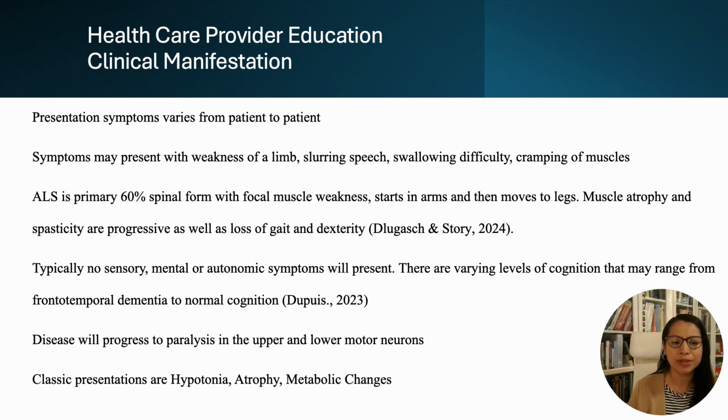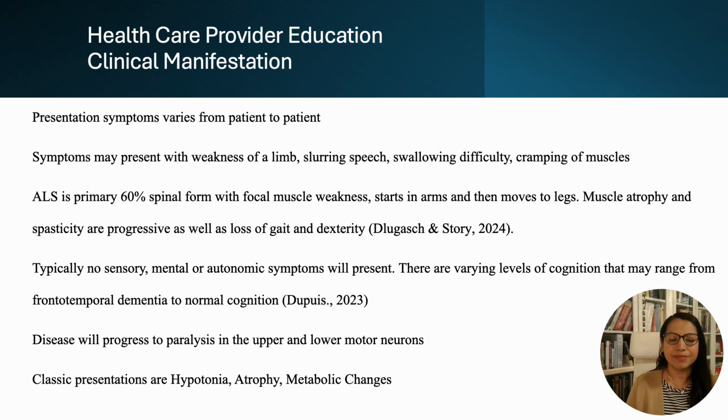ALS is primarily, 60%, manifested in spinal form with muscle weakness, focal muscle weakness. Typically it starts in the arms and then moves to the legs. Muscle atrophy and spasticity are progressive as well. Patients are unable to walk, lose gait and dexterity, fumble around, are not able to hold a cup, and have lots of falls. Patients call themselves clumsy because of this weakness and how it progresses.